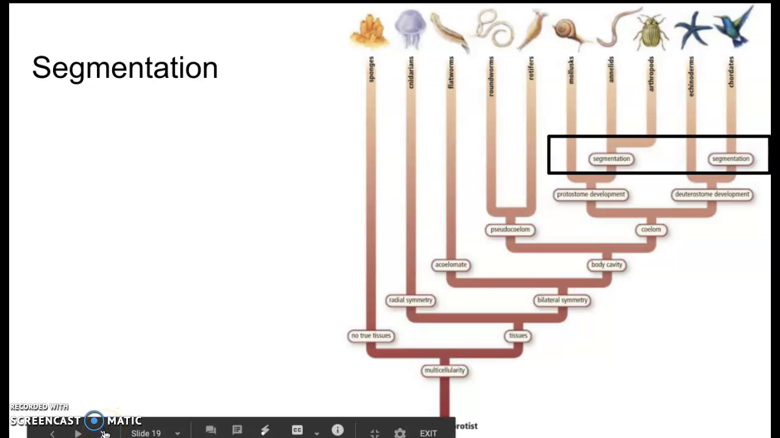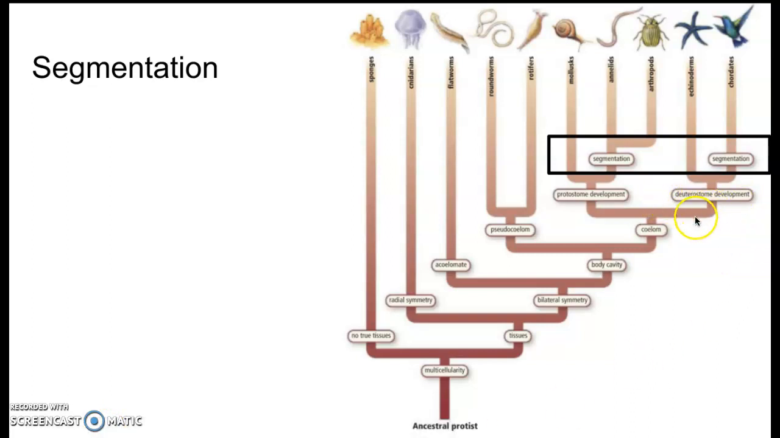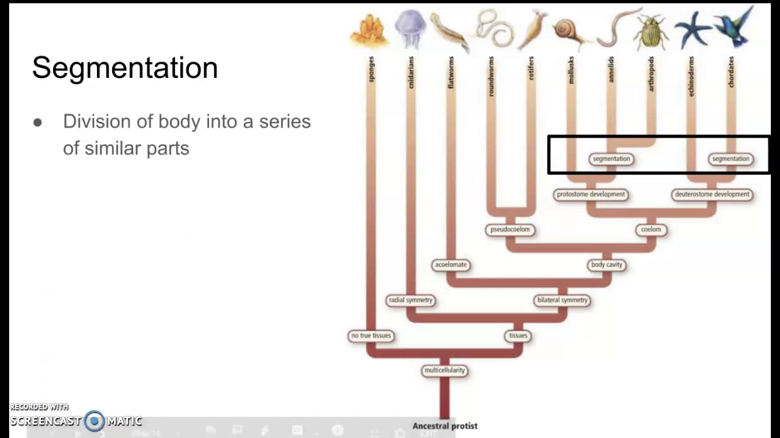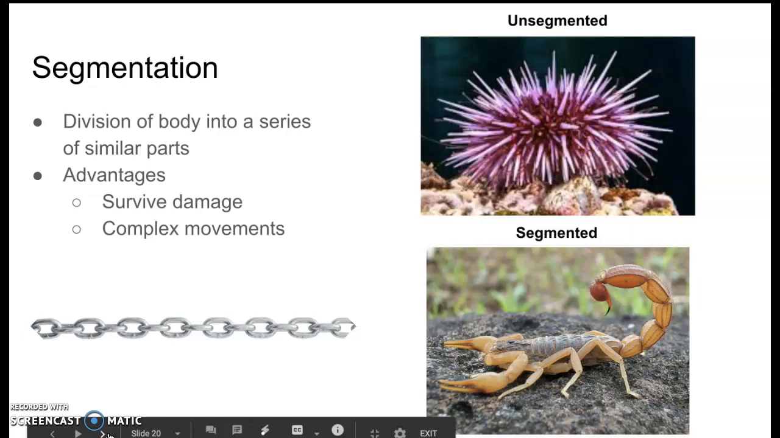body plan is how the body is divided, and now protostomes and deuterostomes can develop in either way. It is the way that the body is segmented. So what does segmentation mean? It means that the body has divided into parts. So it can either be unsegmented or it can be segmented. So what does that mean?